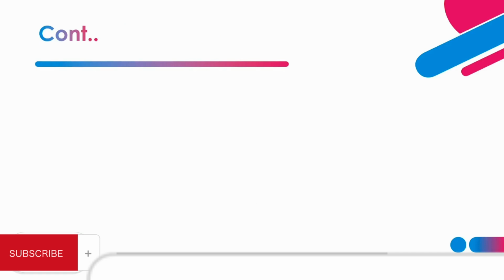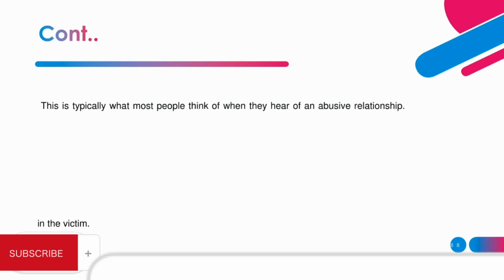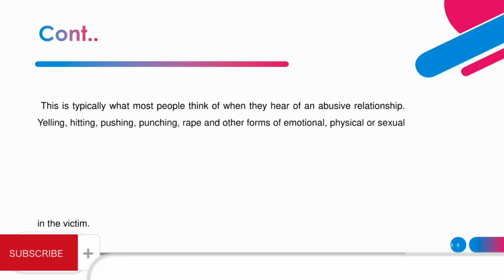Explosion phase. This is typically what most people think of when they hear of an abusive relationship. Yelling, hitting, pushing, punching, rape and other forms of emotional, physical or sexual violence can occur during this phase.